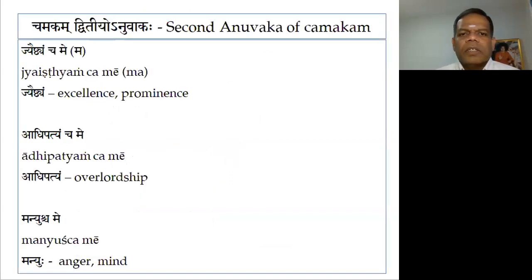We had looked at the Chamakam Anuvaka one last time we met. That was 2 weeks ago. Today we will continue with the second Anuvaka of Chamakam.